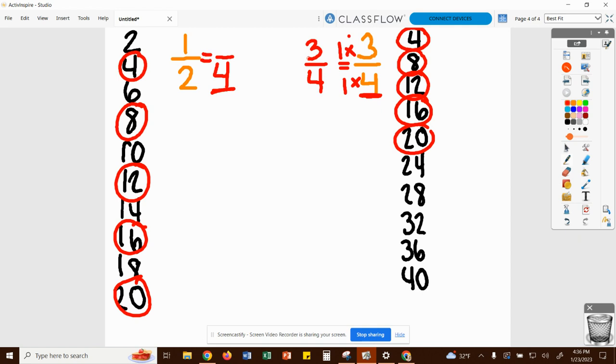So I have to figure out what times 2 will get me to 4. Well, I know that 2 times 2 will get me to 4. And my rule is whatever I do to the bottom, I have to do to the top. So I'm going to multiply by 2 on the top also. Because I multiplied by 2 on the bottom, I have to do it on the top. And I put 2/4. Now I'm able to see easily which one is larger. Because my denominators are the same, I can tell just by looking at the numerators which one is larger. Would I rather have $2 or $3? I would rather have $3, so 3/4 is the bigger fraction.